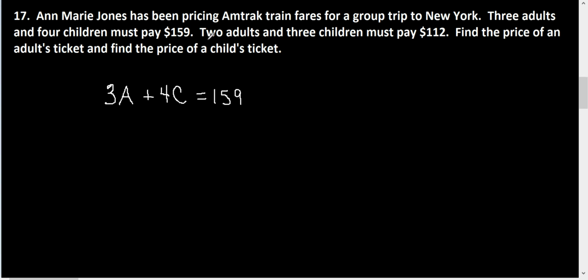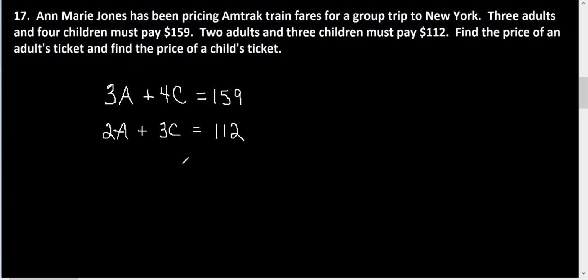The second equation is going to come from here. 2 adults and 3 children must pay $112. 2 adults plus 3 children, they have a cost of $112. And this again is our system.